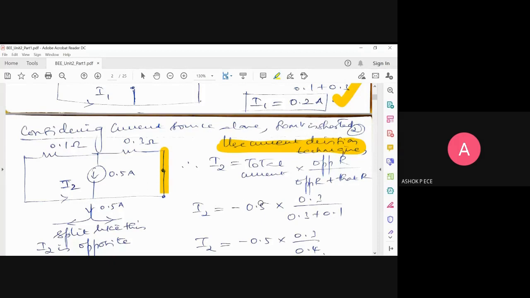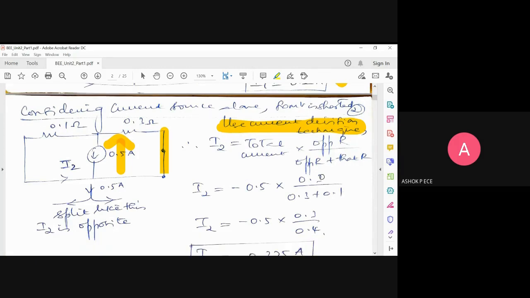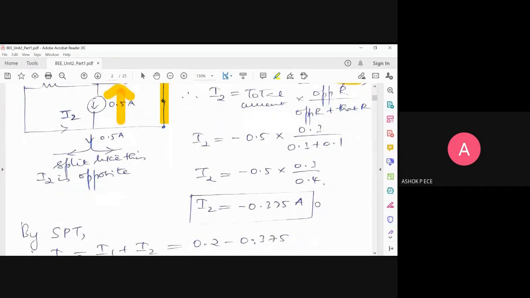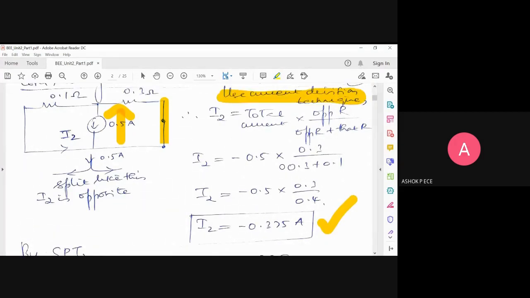It is minus 0.5 because current is flowing downwards. Usually current is taken as flowing upwards always. When current is flowing downwards, I take minus. So total current is minus 0.5 and I am measuring current across 0.1, so the opposite resistance is 0.3. Opposite resistance 0.3 by opposite resistance plus that resistance, 0.3 plus 0.1. If you simplify, you get the value of I2 as minus 0.375 amperes. Any doubt in this step?